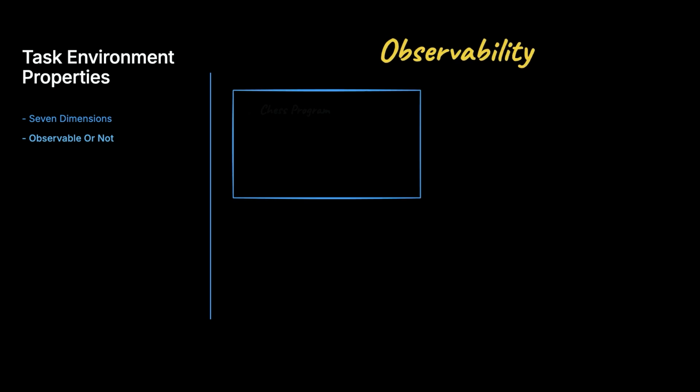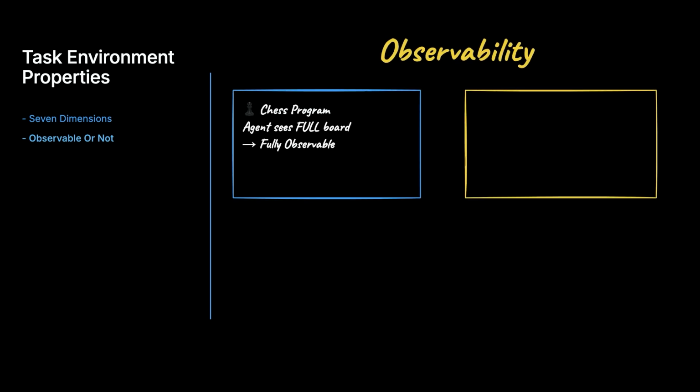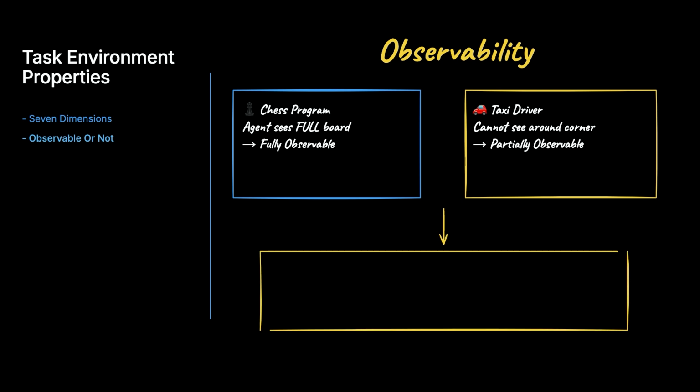The first dimension is observability. A fully observable world lets the agent's sensors see everything relevant, like a chess program seeing the whole board. A partially observable world hides part of the relevant state, like a taxi that cannot see around a corner. The consequence is memory. Partial observability forces the agent to remember and infer.